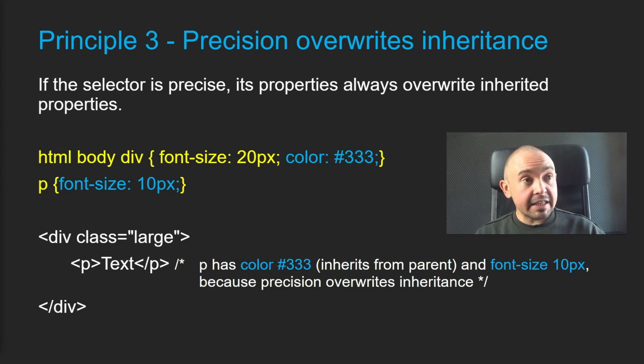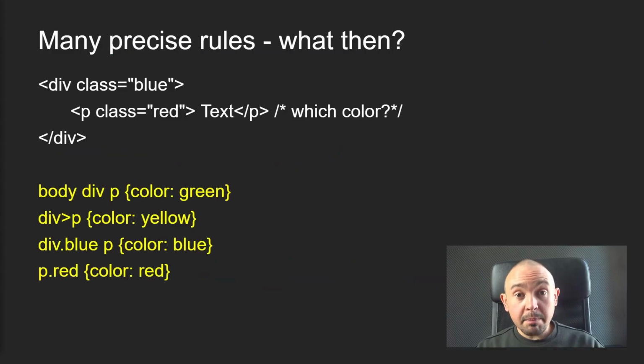Precision means exactly indicating the element that we want to style. Precise selection of an element excludes inheritance. The color is not indicated in our precise rule, so it can be inherited from a parent. But what happens when several rules are precise and match the same element? All of the CSS rules presented here match and relate precisely to our p element. So which one will the browser choose? Which is the most important and why?